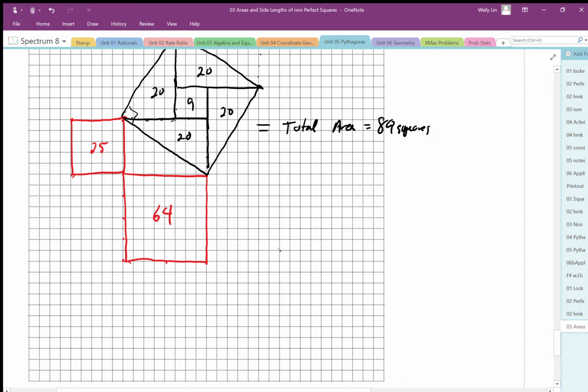I'm going to go 1, 2, and 1, 2, 3, 4, 5, 6. Let's go 2 and 6. And that triangle is going to help me draw another non-perfect square here. So I'm going to go 2, 1, 2, 3, 4, 5, 6 to get the corner here, and that gives me the right angle. And then I'm going to go 1, 2, 3, 4, 5, 6, 2 to get the other corner. Okay, and there it is.